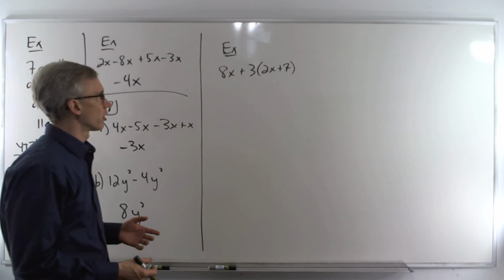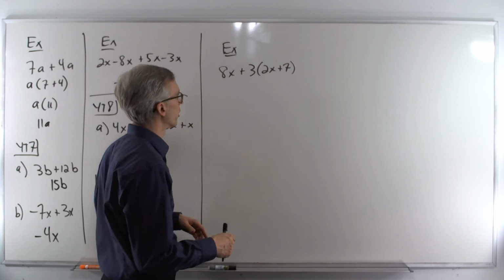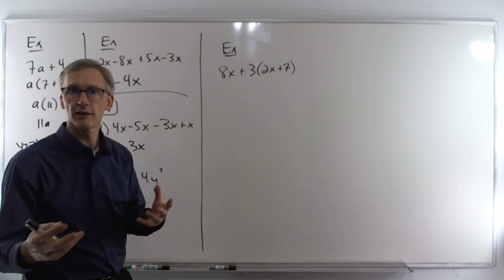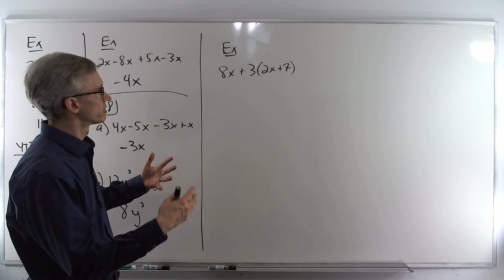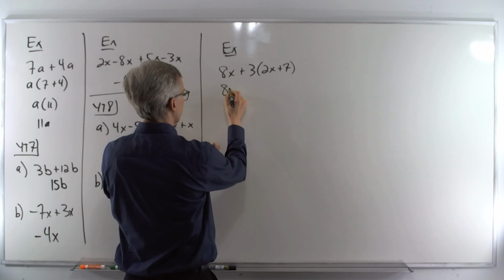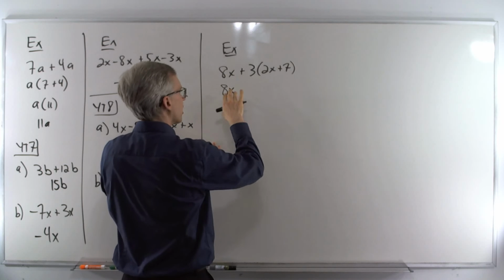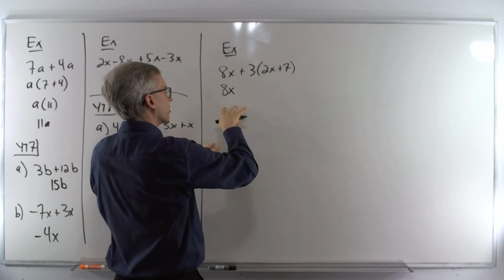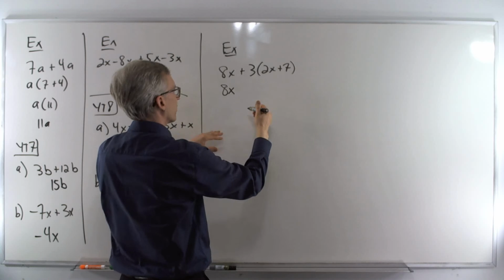When we start, we're always going to start with distribution because we don't know how many of these x's we have until we distribute. All right, so this part stays exactly the same. Make sure you write that part down. Don't leave this off just because we're distributing over here and not working over here. For every step, write down everything.